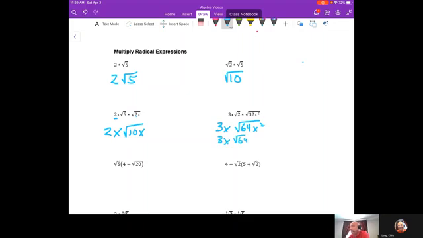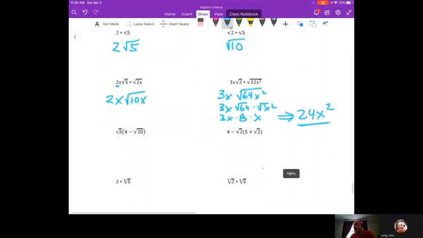That's going to be 3x times the square root of 64 times the square root of x squared. But then everybody knows that the square root of 64 is what? It's 8, and the square root of x squared is x. So now I can multiply that all together, because 8 times 3 is 24, and x times x is x squared. That's what that would ultimately simplify to.